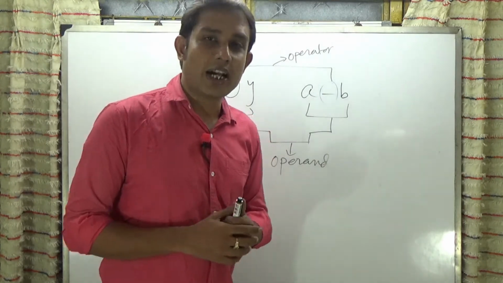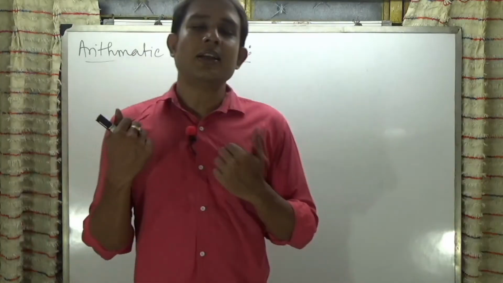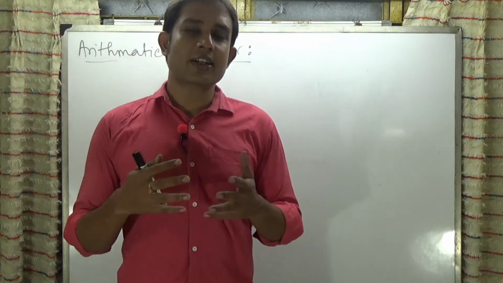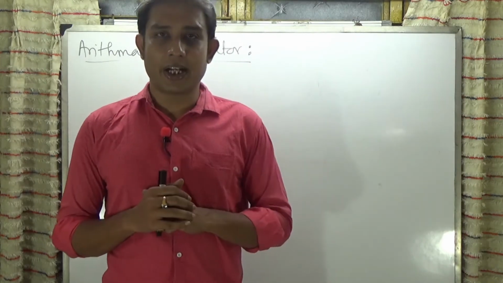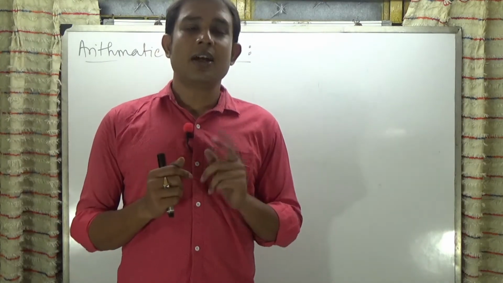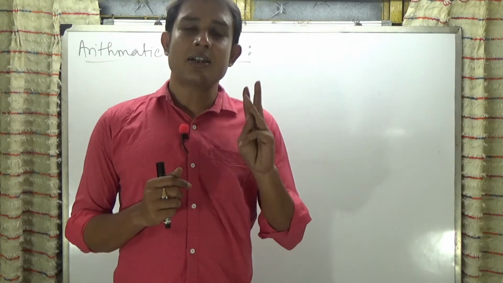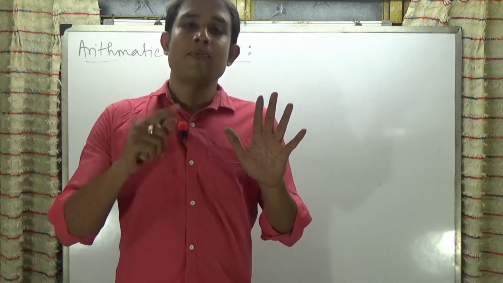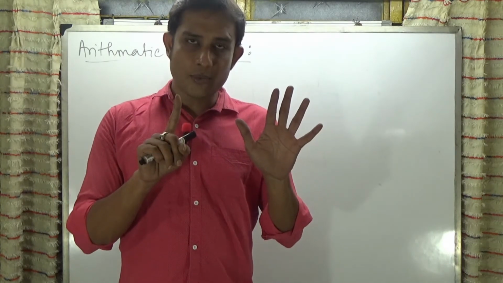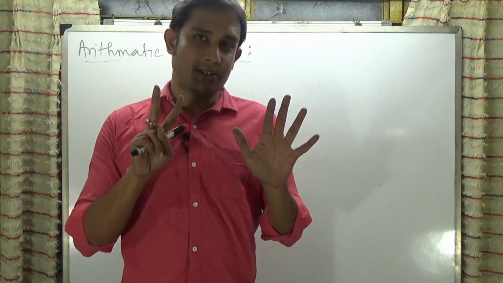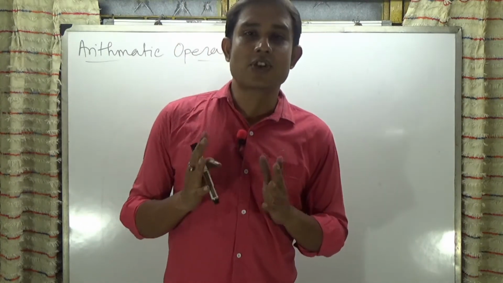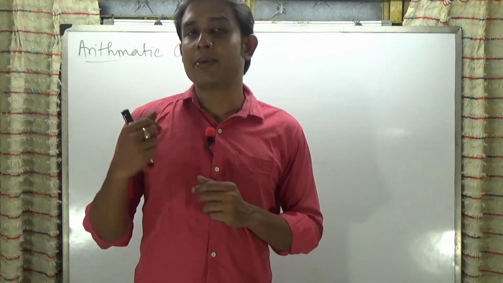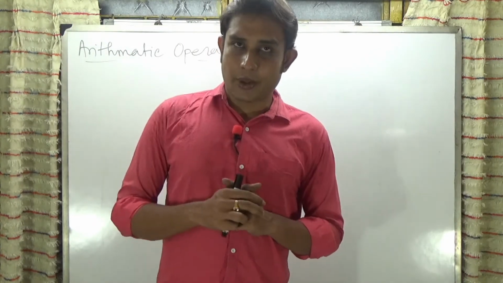So let's start with the arithmetic operator. In Python programming language, there are 7 types of arithmetic operators, and they are addition, subtraction, division, multiplication, floor division, modulo division, and exponent. So these 7 types of arithmetic operations are available in Python programming language.